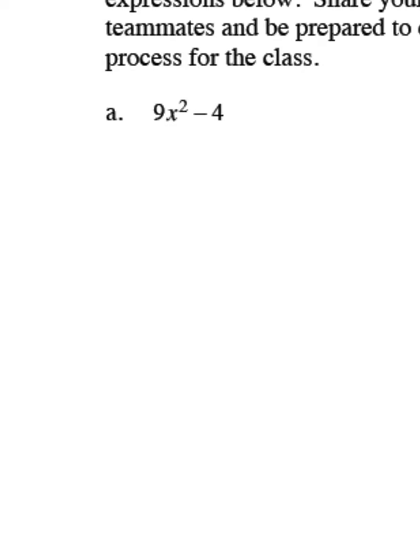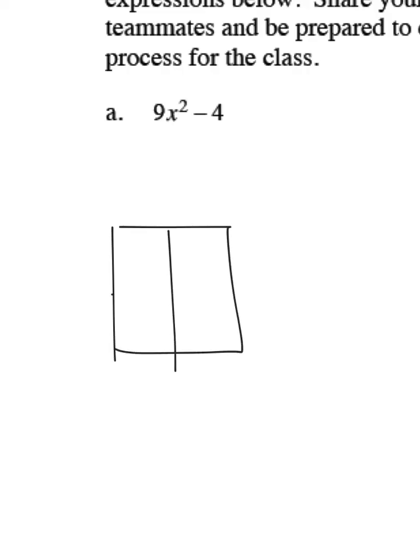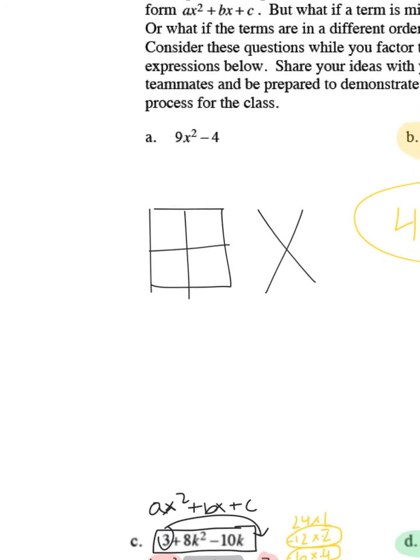Here I notice 9 and 4 don't have anything in common that they can be divided by, so it's not a greatest common factor. So I'm going to have to use the rectangle and diamond strategy. But it doesn't have all three pieces. It doesn't have the ax squared plus bx plus c. It has the 9x squared, and it has the minus 4, but it's missing this piece with the x.